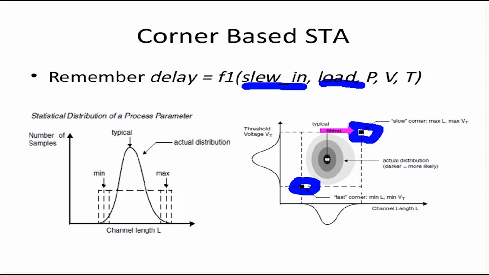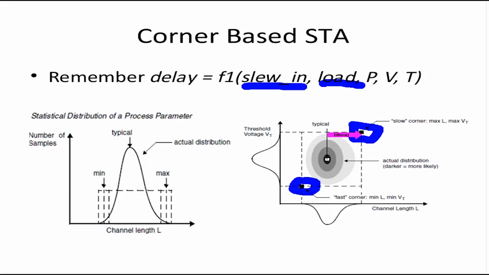But again, the majority of the devices, since they are lying somewhere in the middle, this analysis will be pessimistic for them. That means, let's say for the slow corner, we are assuming a worst case delay for some gate. But most of the gates will be around the middle, so they will not have that high a delay. So corner based STA is also in most cases a pessimistic analysis. That means you are taking margins beyond the typical. But the idea here is to make sure that almost all the chips work, and they meet the required constraints.